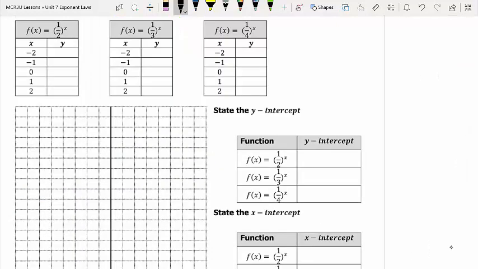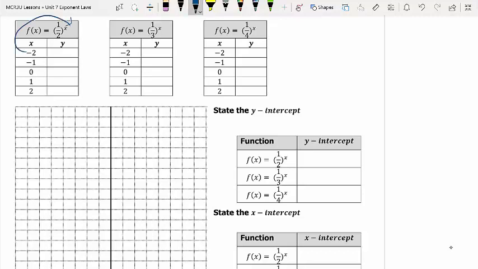I would like you to now pause the video and fill in these three tables. So now we're going to look at what happens to an exponential graph when the base is a fraction. Okay, so do the same thing, fill out all the y values. So I'll do the first one with you.